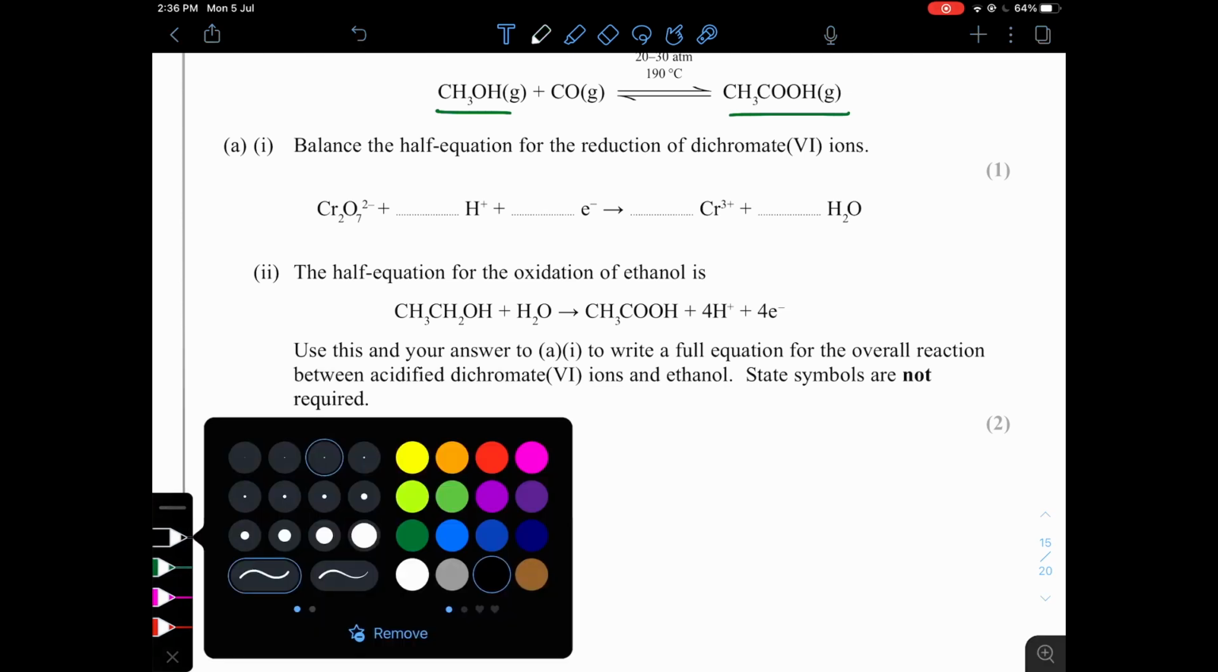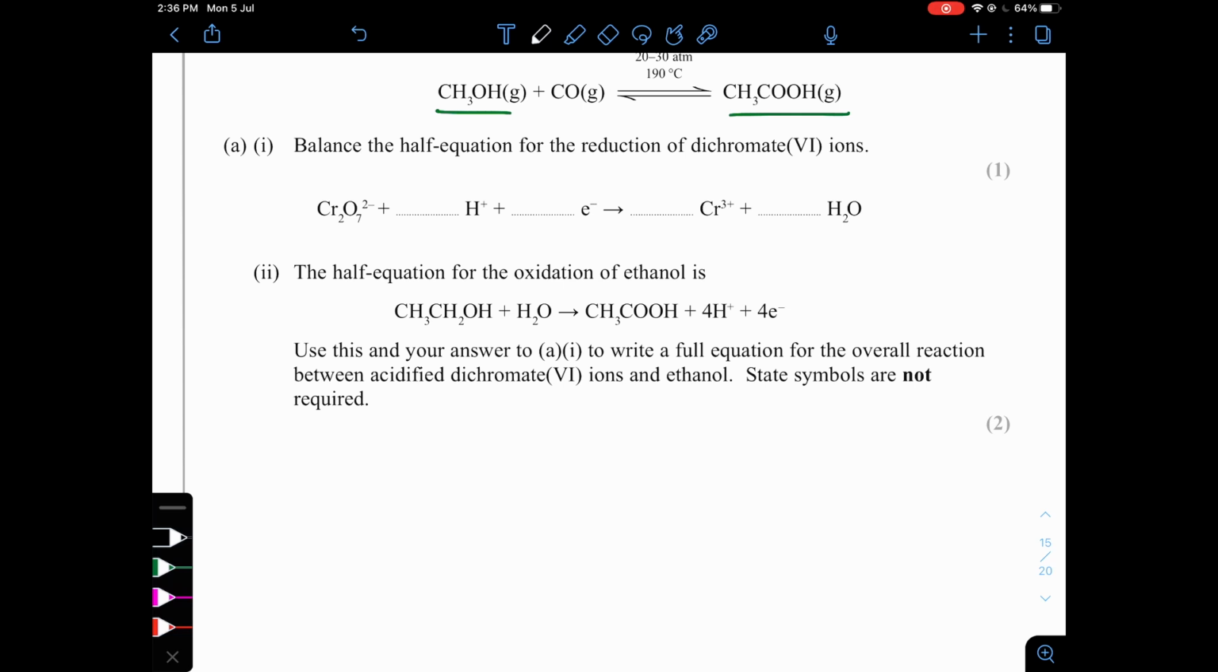So you can see here, this one's pretty simple. So you have to look at this side. You can see there are two Cr atoms, so over here should also be 2. What about the oxygen? You can see there are 7 here, so there must be 7 here. And because we have 7 here, we can find out the amount of H plus ions, because 7 times 2 is 14. So 14 H plus here. We have 14 here. And now what do we have to do? We have to balance what?